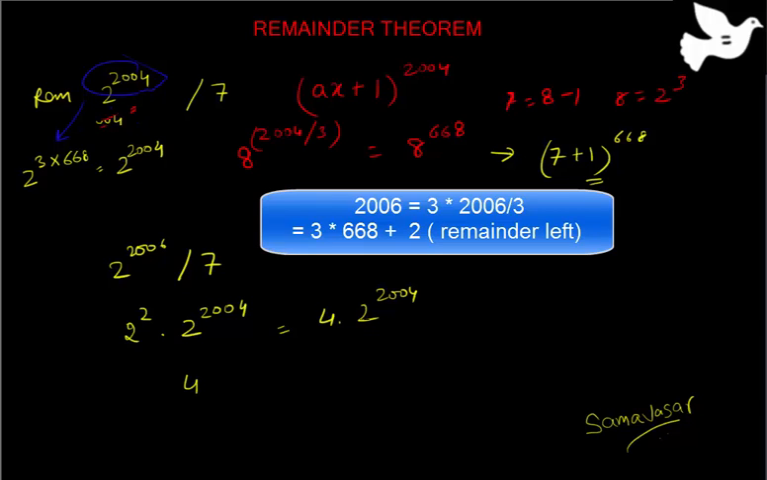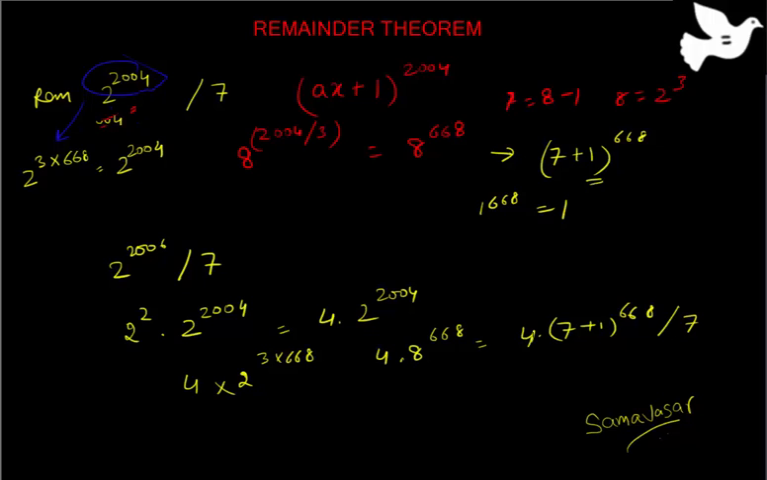Now I just keep 4 out and write this, like I wrote earlier, as 2 raised to the power 3 into 668. So this is 4 into 8 raised to the power 668, which is 4 into (7 plus 1) raised to the power 668, and now I divide the whole thing by 7. So I keep this number out. This is the same thing as when I was taking the product. So this is one number and this is another number. Remainder when 4 is divided by 7 is 4, and when this whole thing is divided by 7, the remainder is 1. So the remainder of this entire expression will be 4. So the remainder in this case is 4.